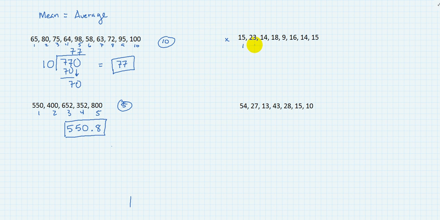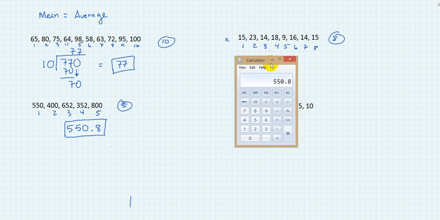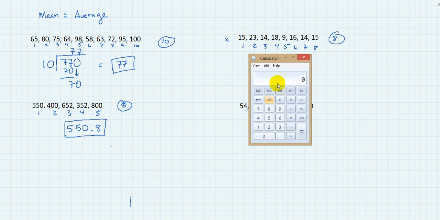Let's see how many we have here. We have 1, 2, 3, 4, 5, 6, 7, 8. So we got 8 numbers to look at. We'll go ahead and bring our calculator back up. I'll go ahead and move it so we can see all the numbers. Clear it, and we got 15 plus 23 plus 14 plus 18 plus 9 plus 16 plus 14 plus 15. 124.